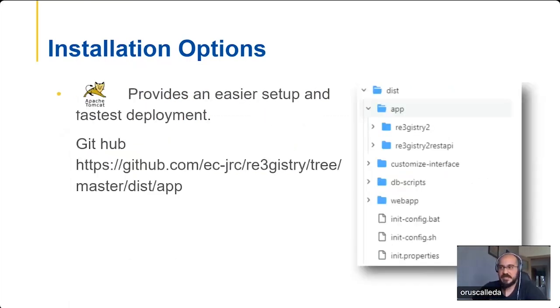The next option will be Tomcat. It provides an easier setup and faster deployment, as we on GitHub already have the needed files just to copy onto the Apache Tomcat and start working with them. It has the advantage that it has been around for many years, more than Docker. So there's a lot of information and error solving by the community around it.